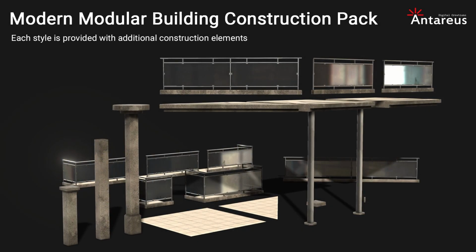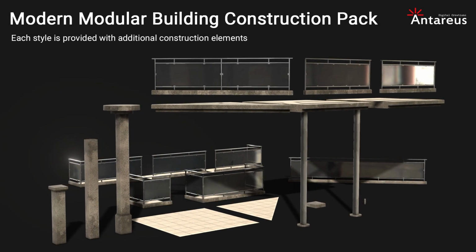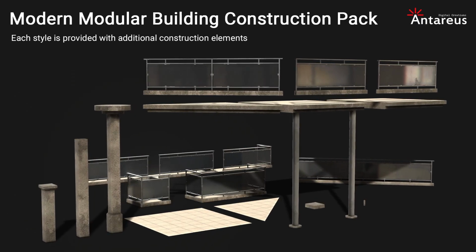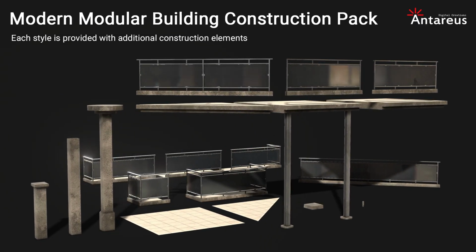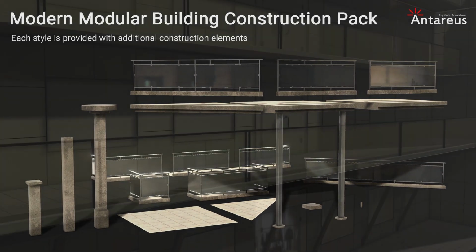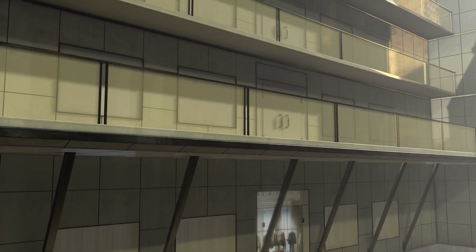Like in the previous classic modular construction pack, this pack also supplies additional elements like columns, corners, terraces, arches or balconies, allowing you to create a huge number of building variations.